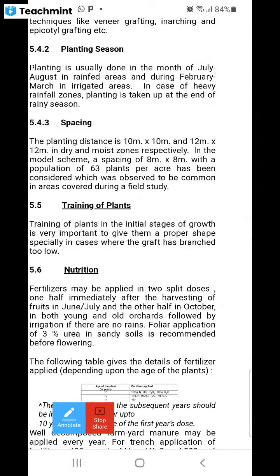Then training of plants means training of plants in the initial stage of growth, and it is very important to give them a proper shape, especially in cases where the graft has branched too low.